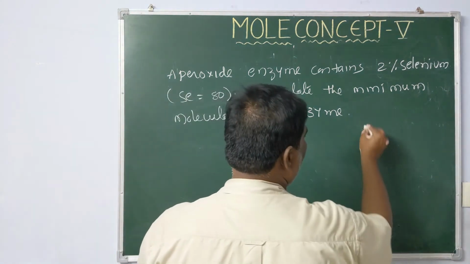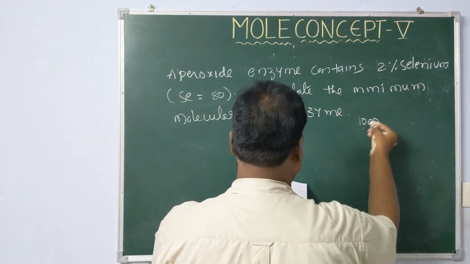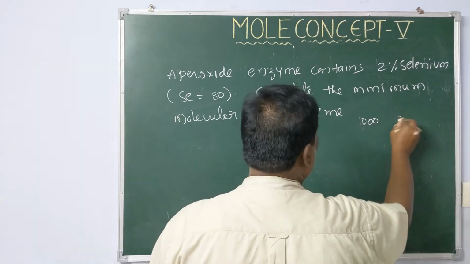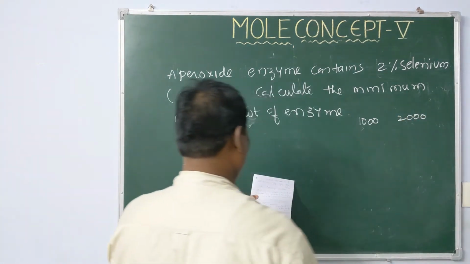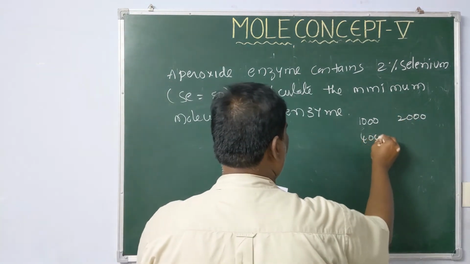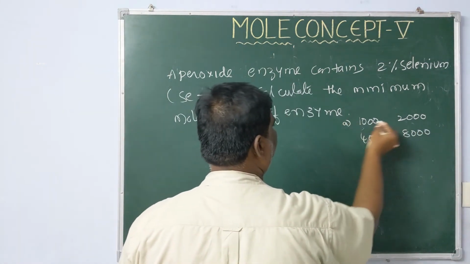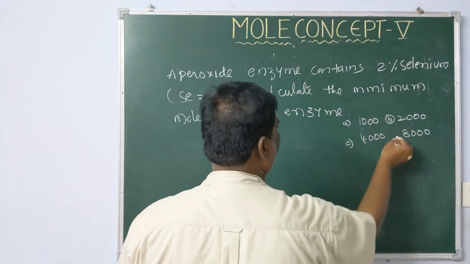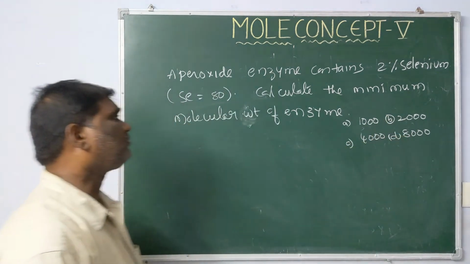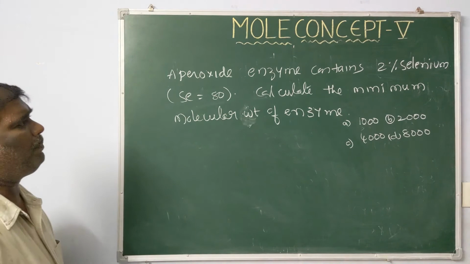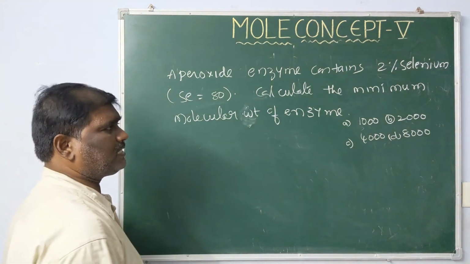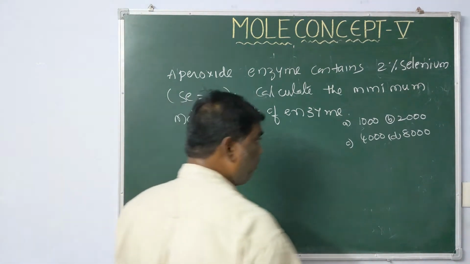The options given are 1000, 2000, 4000, 8000. Now you read the problem. Peroxide enzyme contains 2% selenium. Now you use the data.